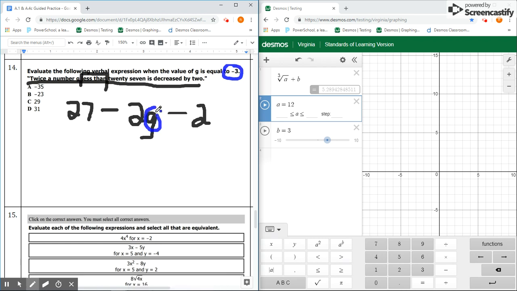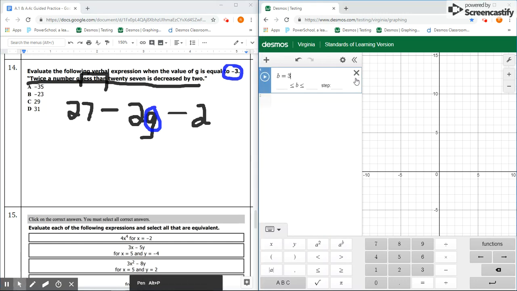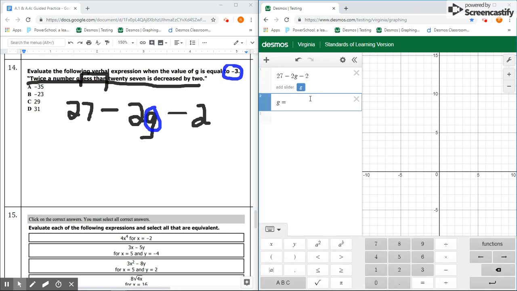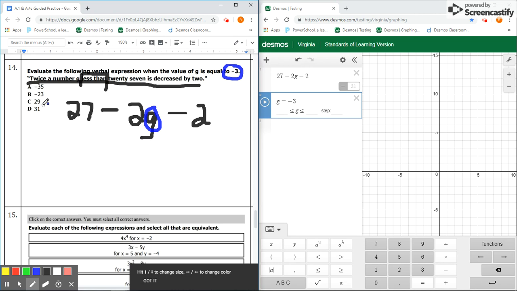So we're going to plug in a -3 here for g. We're going to use Desmos just like we had for the last one. We're going to do 27 minus 2g minus 2. We're going to add a slider to g. I'm going to change it to -3. And it says our answer is 31. All right, which is, yes, an answer choice. That is answer choice D.